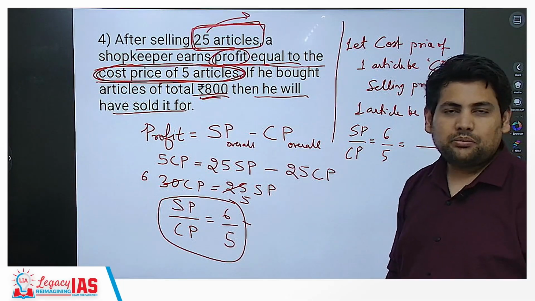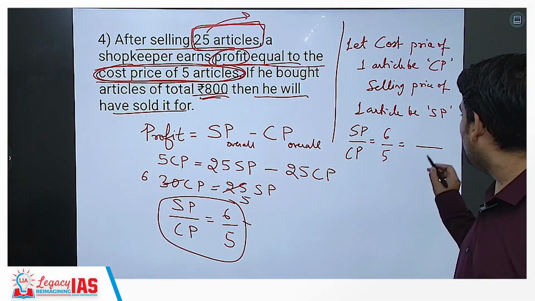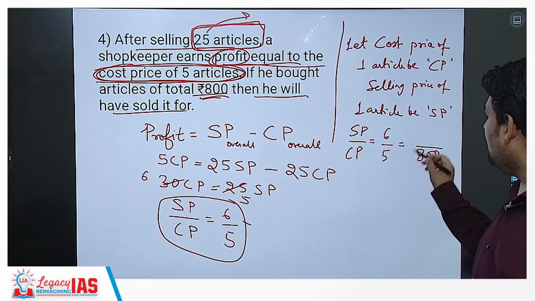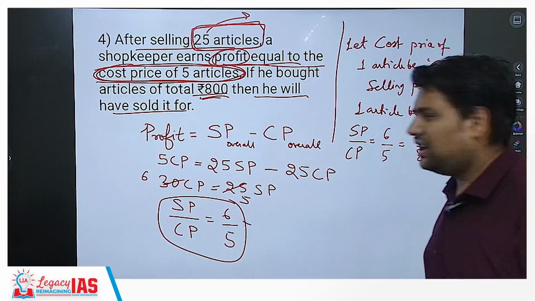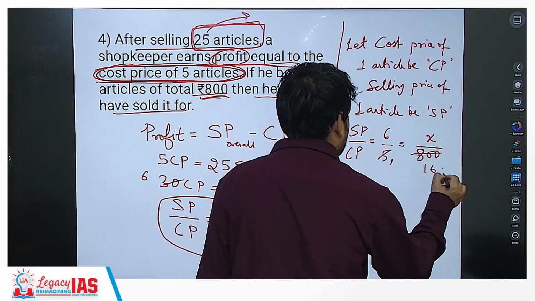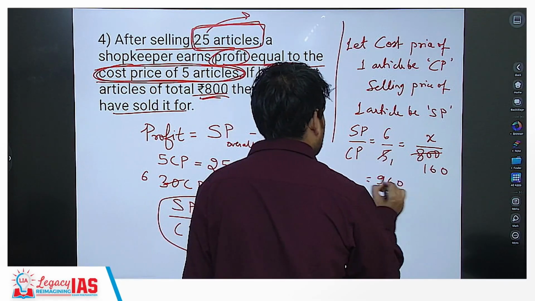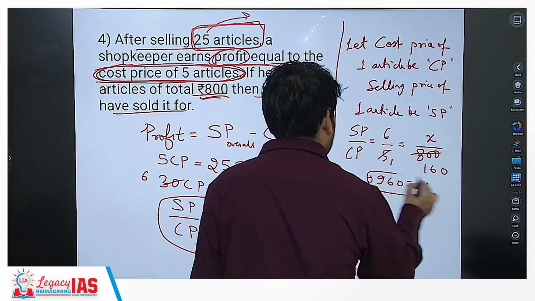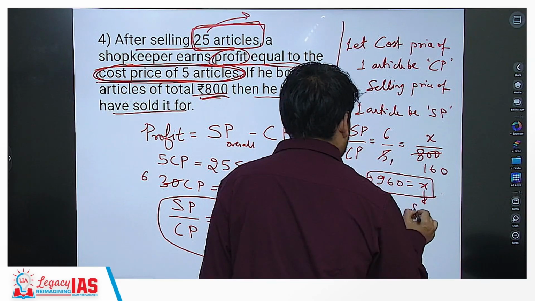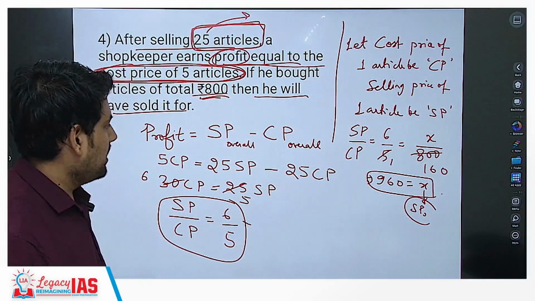Total money that he spent in buying is 800. So, that becomes his cost price. So, 800. Selling price you don't know. Assume it to be X. How many times this will go? This will go 1 time and 160. Now, 160 into 6 will give me 960. This is the value of X or selling price overall that we were trying to find.